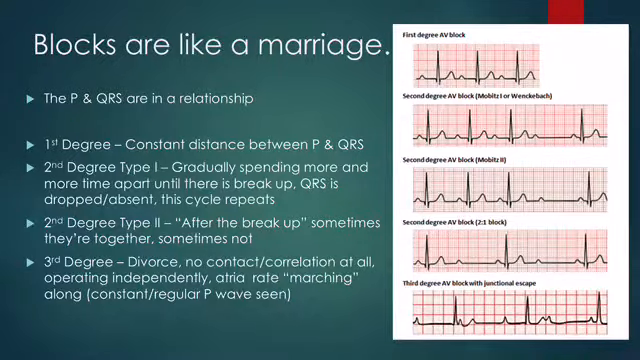So just going through that analogy again, linking second degree type 1 to second degree type 2 with the separation. First degree is just distance. Second degree type 1 is they're getting further and further apart, and then they get a separation, and again that cycle repeats. After a separation, which is the link to second degree type 2, sometimes they're together, sometimes they're not. And then third degree, being the divorce, is where you've got no correlation between the two.